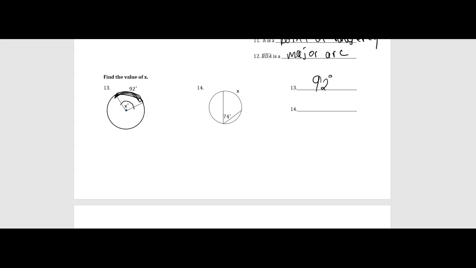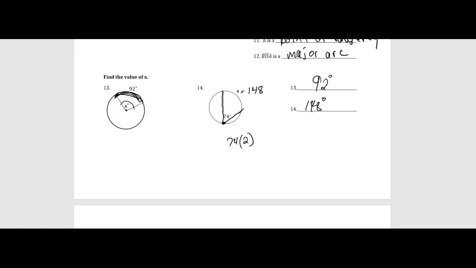Versus an inscribed angle, so this is an angle that's inscribed, it's on the circle, not at the center. This is always half of this angle. So if this is 74, if we just did 74 multiplied by 2, then this would have to be twice as big. So that would be 148 degrees.